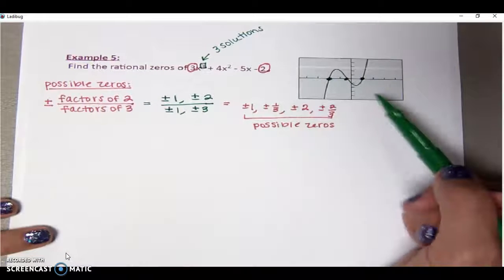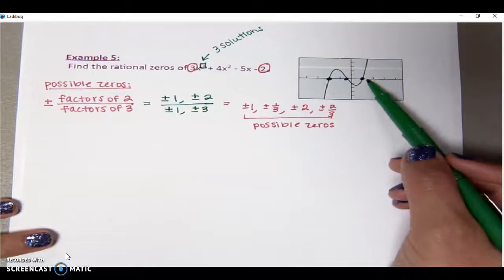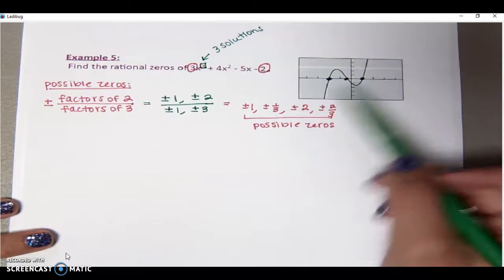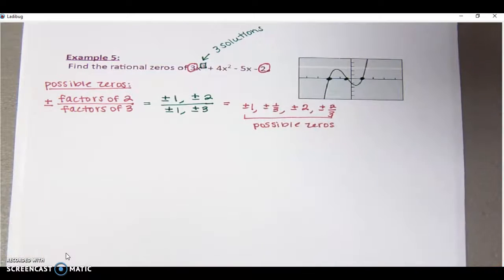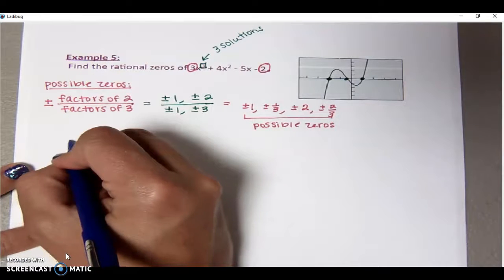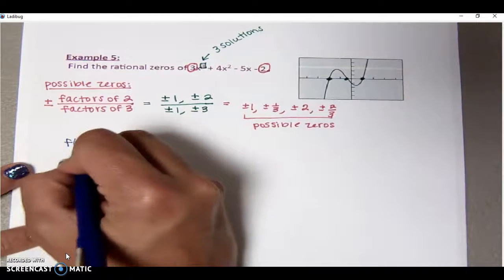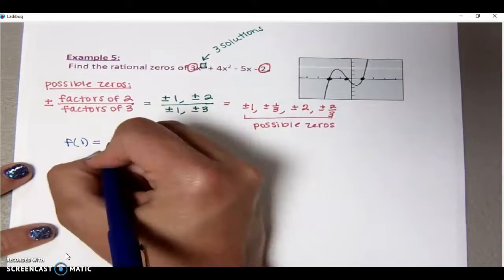So what we want to do here is use this graph to help us. I see that x equals 1 is where it looks like it crosses. Well, 1 is one of my possible zeros. So we're going to check. Now, this time I'm going to check using the factor theorem. I'm going to plug in 1 to our equation.